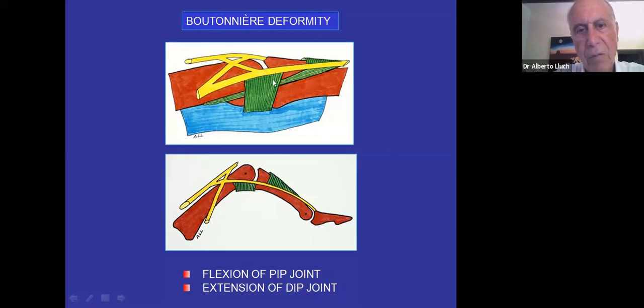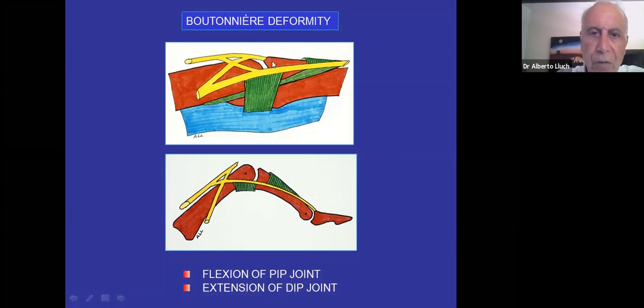Here we have the transverse retinacular ligament that prevents the lateral band to go excessively dorsal, the triangular ligament that prevents the lateral band to go excessively anterior, and this is the oblique retinacular ligament. As you can see, the central slip is always on top of the condyles, on top of the joint. But the lateral band has to move dorsal and volar during joint flexion.